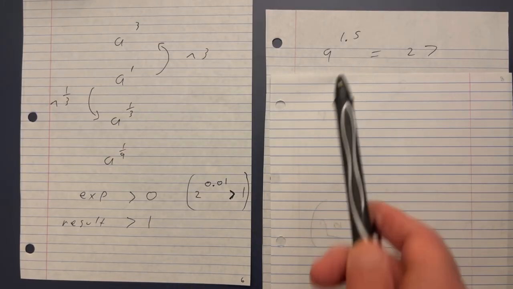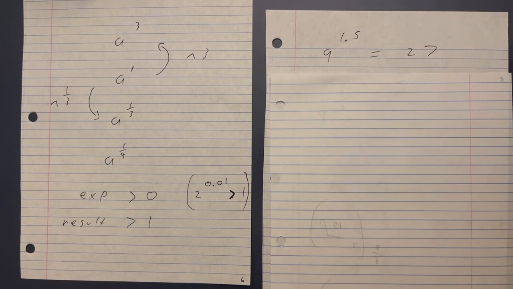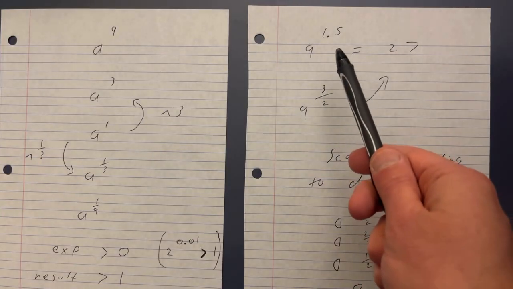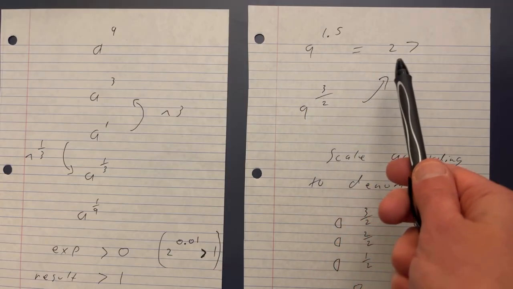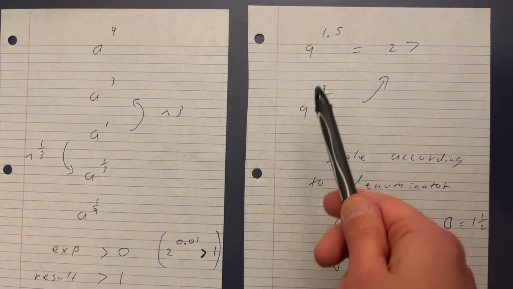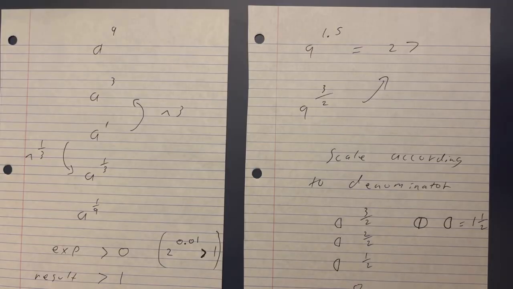9 to the 1.5 power will equal 27. You can pause the video if you want to figure out how to do that without a calculator. Otherwise, I'll show the answer in 3, 2, 1. You just turn your decimal into a fraction. 1.5 is 3/2, so 9 to the 3/2 equals 27. Take the square root of 9, then you cube it. Now I'm going to show some scales.